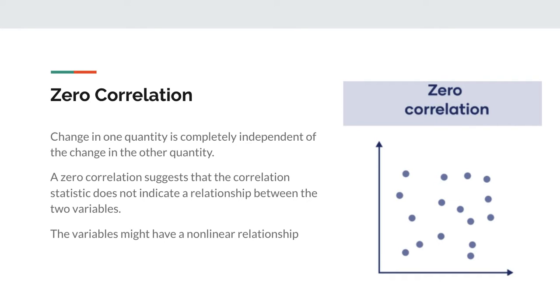So here we have zero correlation. Zero correlation basically means the change in one quantity is completely independent of the change in the other quantity. Now, because Karl's correlation coefficient is a linear coefficient, a value of 0 signifies that there is no linear relationship. The variables might have a non-linear relationship among themselves.